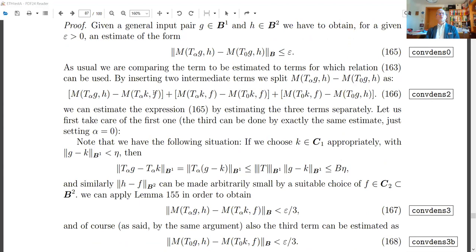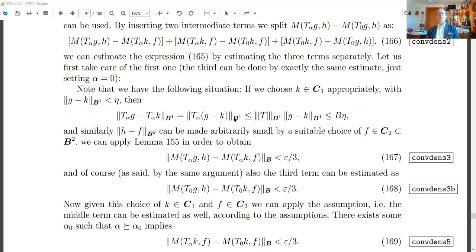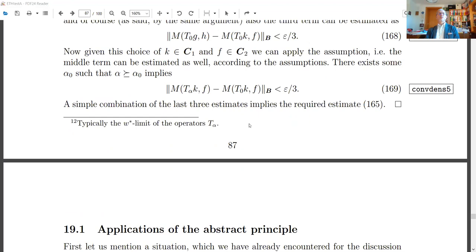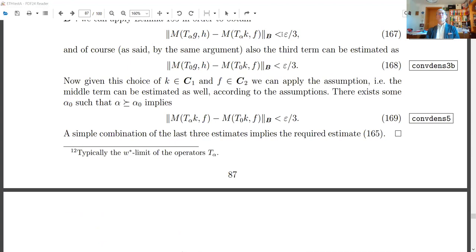Now this difference as difference to an intermediate term, and then you continue between further intermediate terms until you're getting T0 G H. And if you put the triangular inequality twice, you are getting exactly that the difference between this, put together, is 3 times epsilon/3. So I just write here a simple combination of the last three estimates. You see 3 times epsilon/3 is giving you the required estimate.